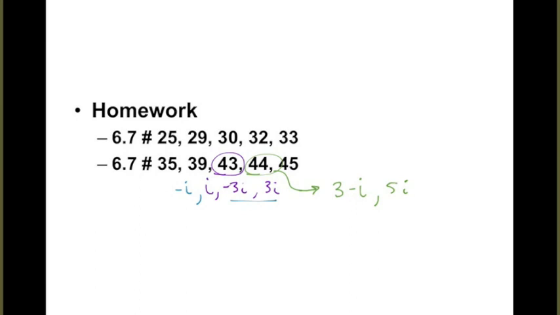So you add 3 plus i and negative 5i? Exactly. Yeah, so we'll have 4 solutions on that one. 3 plus i and negative 5i will be the other ones that have to go in there.